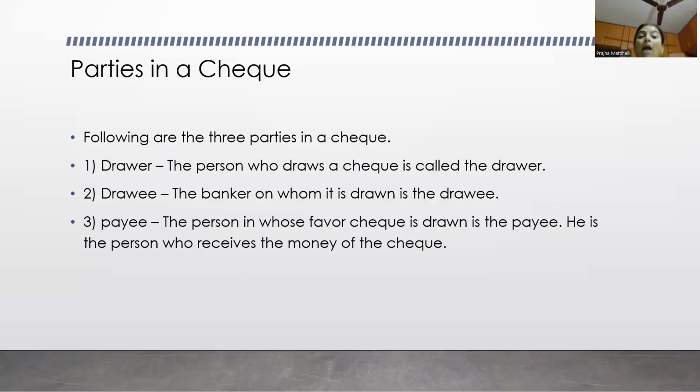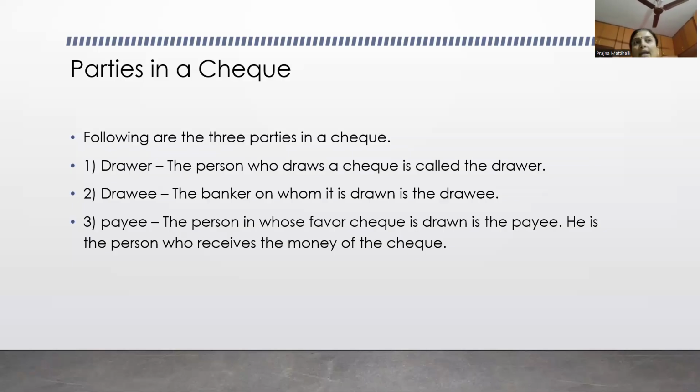Here, what are the parties of a check? There are in total three parties. The first one is the drawer, who prepares the check, who makes the signature, who writes the check. The person who draws a check is called the drawer. Drawee, that is the banker. The banker on whom it is drawn is the drawee.